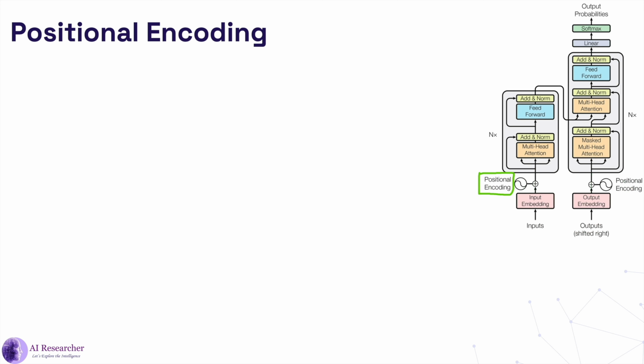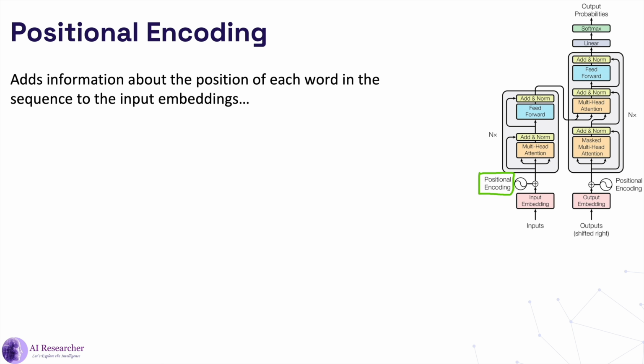Now we will see the next component of the architecture, that is positional encoding. The function of positional encoding is that it adds information about the position of each word in the sentence to the input embedding that we saw right now, and it enables the model to understand word order. Why is this position important?